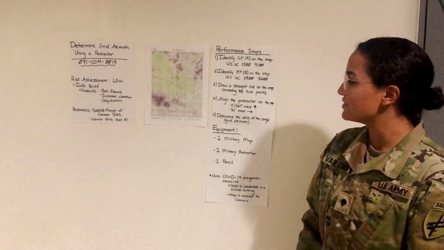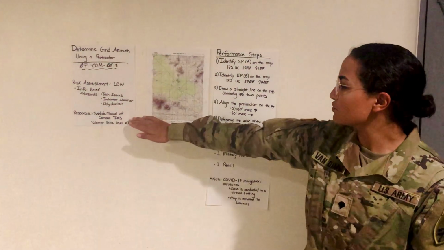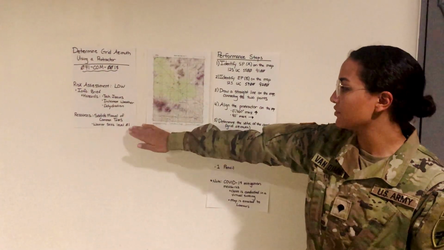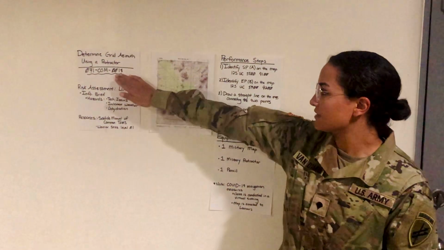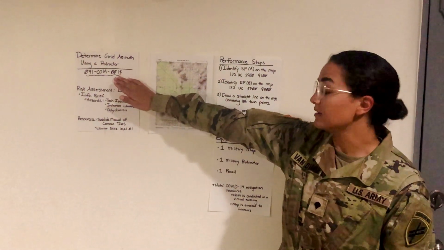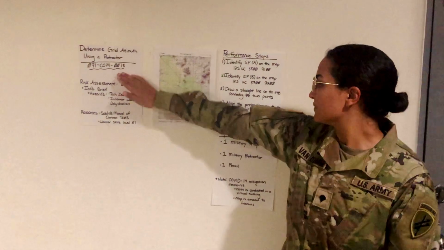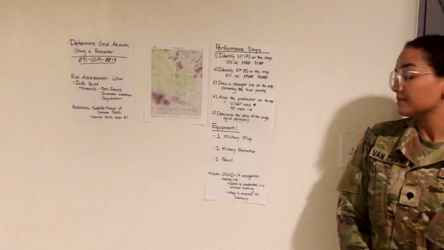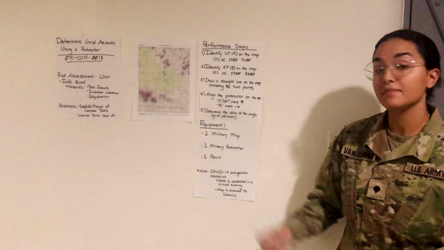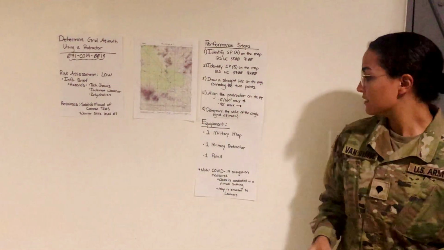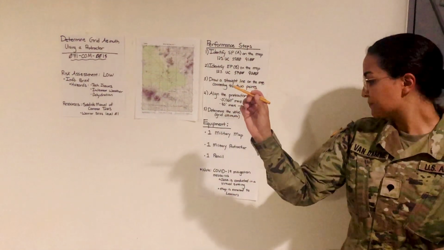Okay, resources that I used to compile this include the Soldier's Manual of Common Tasks and Warrior Skills Level 01, and the reference number for this is 071-COM-0018. Equipment that you'll need to be able to actually do this class includes one military map that we have right here, one military protractor that I have right here, and one pencil right here as well.